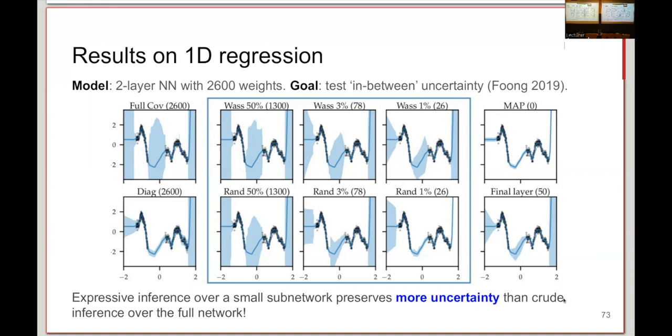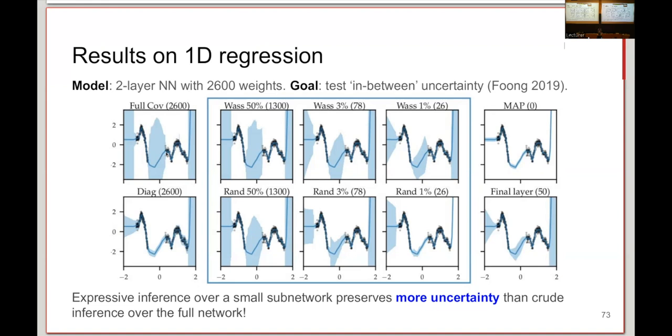If you use a diagonal Laplace approximation, you get this, which is horrible. It doesn't really capture uncertainty in the central region. The MAP solution also doesn't capture uncertainty because it's deterministic with some noise, and the noise is the same for any input. So it doesn't capture any uncertainty. You could do uncertainty only in the last layer of this network, and it gives you more uncertainty in the central region, but this is still not as good as the full Laplace approximation.